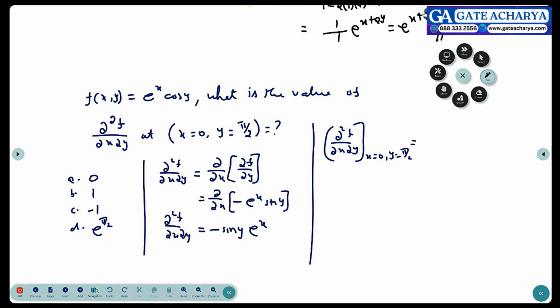With x equal to 0 and y equal to pi by 2, we get minus sin of pi by 2 into e power 0. Minus sin 90 is 1, and e power 0 is 1. So the final answer is minus 1. So the answer is minus 1.